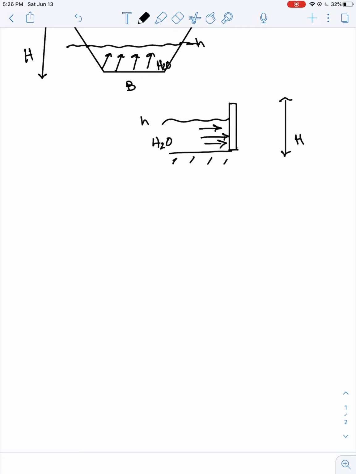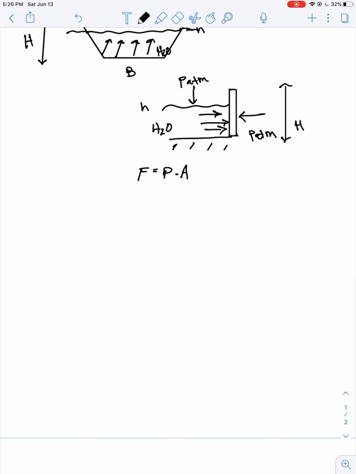However, what about the atmosphere here that has an atmospheric pressure? And what about the atmospheric pressure here? Well, it will provide a force in this direction on the dam, and the atmospheric pressure here will provide a force in this direction. And since we know that force is pressure times area, the force due to the atmospheric pressure at the top will be the atmospheric pressure times the total area of the dam.